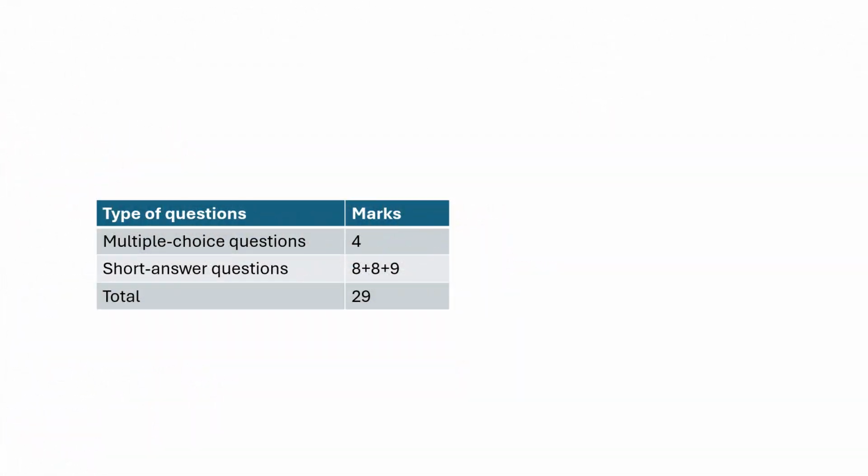The section on organic compounds is worth a total of 29 marks. This includes 4 multiple-choice questions worth 4 marks and 2 short-answer questions worth 25 marks. This 29-mark section represents 24.2% of the total possible score of 120 points.